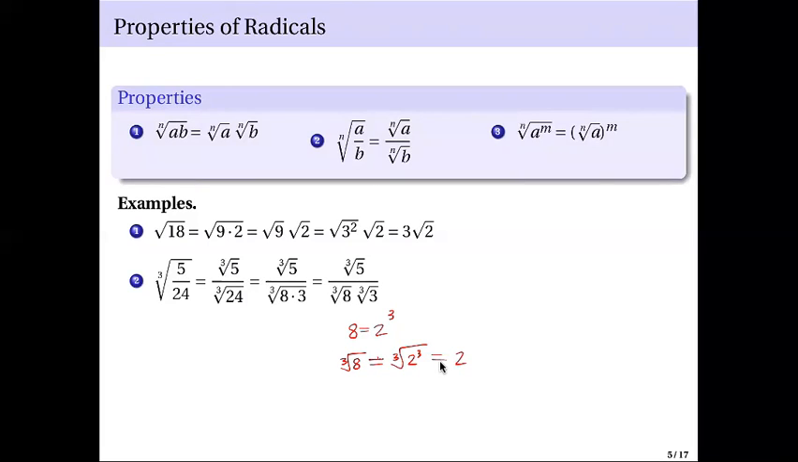So what does this mean? Cube root of 8 can now be written as 2. And therefore, look at what happened in the denominator. So the reduced form, a simplified form for this, is equal to cube root of 5 all over 2 cube root of 3.